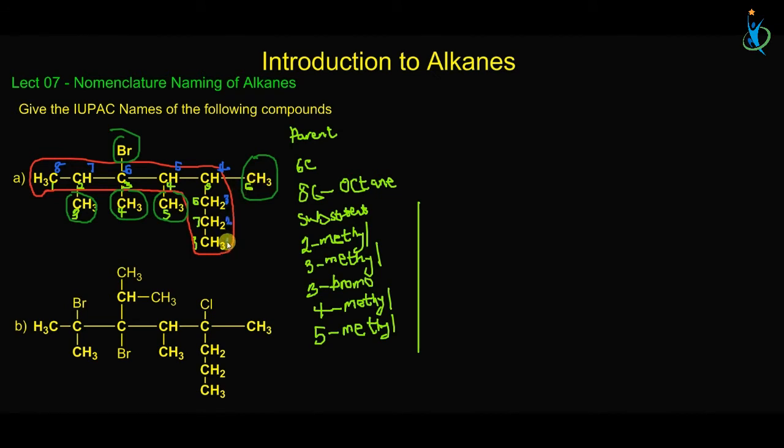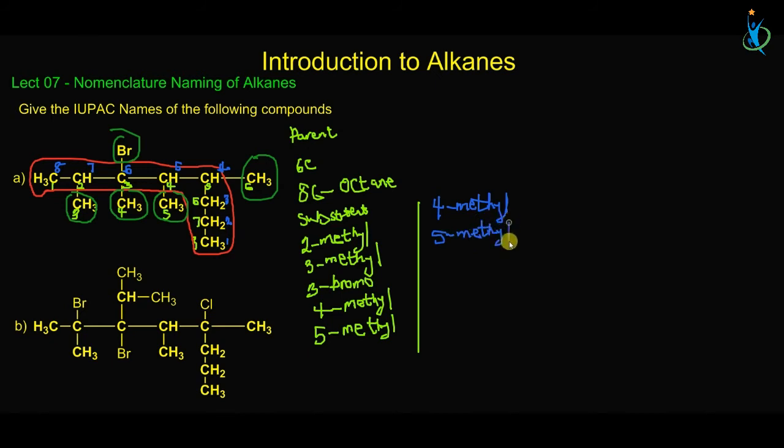So here I'm going to get 1, 2, 3, and 4. So this substituent is attached to the fourth one. So I write 4-methyl. Very, very important. 4-methyl. Then moving from the fourth one, that is from the back, I've gotten to the fifth, and I have a side group on the fifth carbon. So I write 5-methyl. Very important. I write 5-methyl.